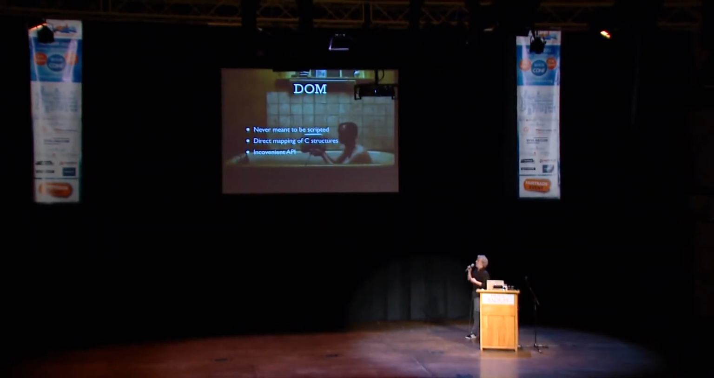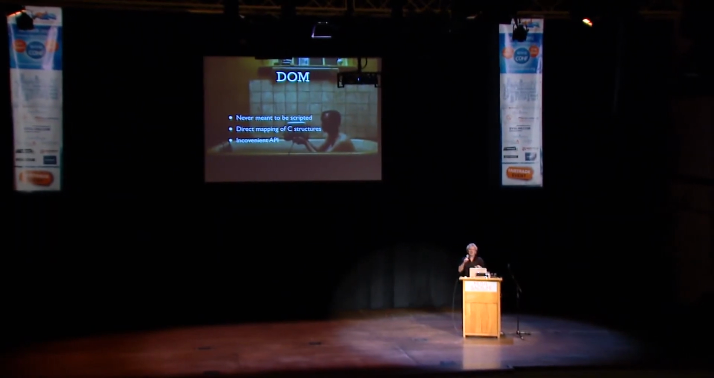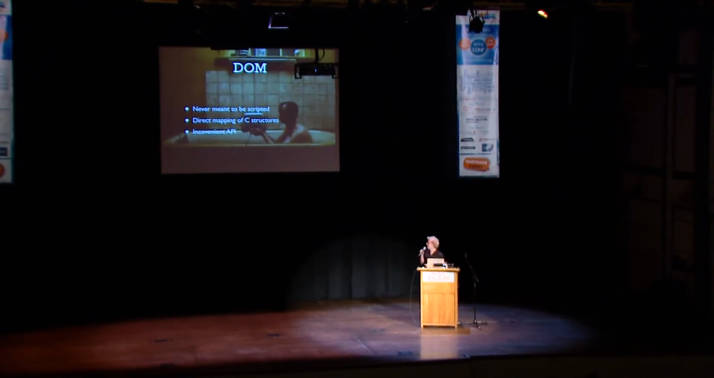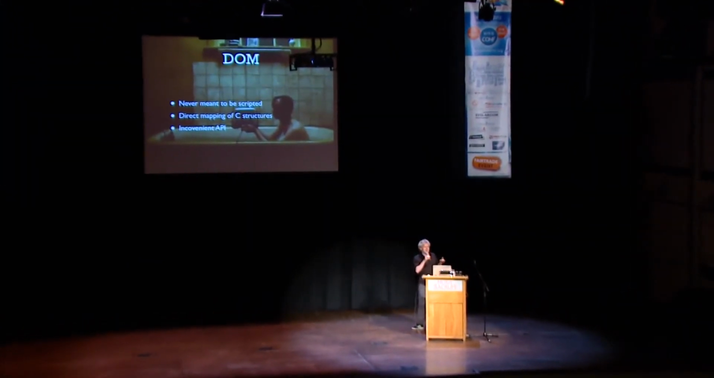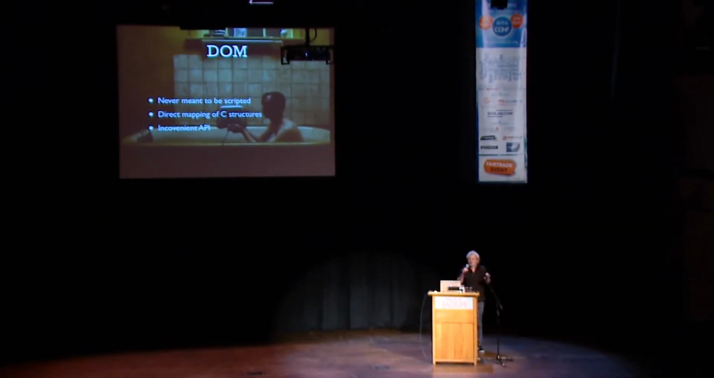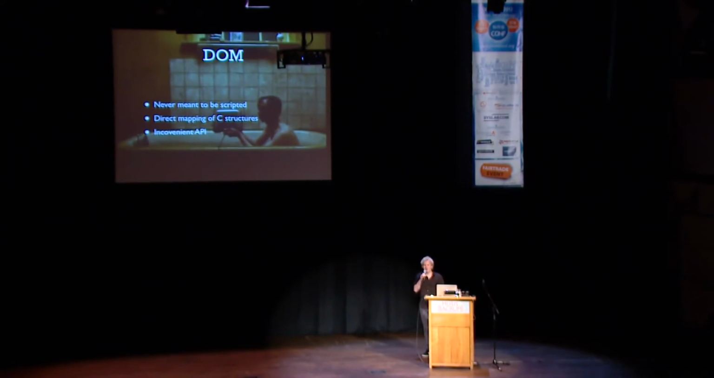But the reason people really hated JavaScript was not the language itself. It's the DOM, the document object model. And the document object model is a direct mapping of a C tree structure that was opened up to JavaScript because, well, it had to be done in 10 days. Come on, I'm not going to think of a cool API to use. This thing was never meant to be scripted.